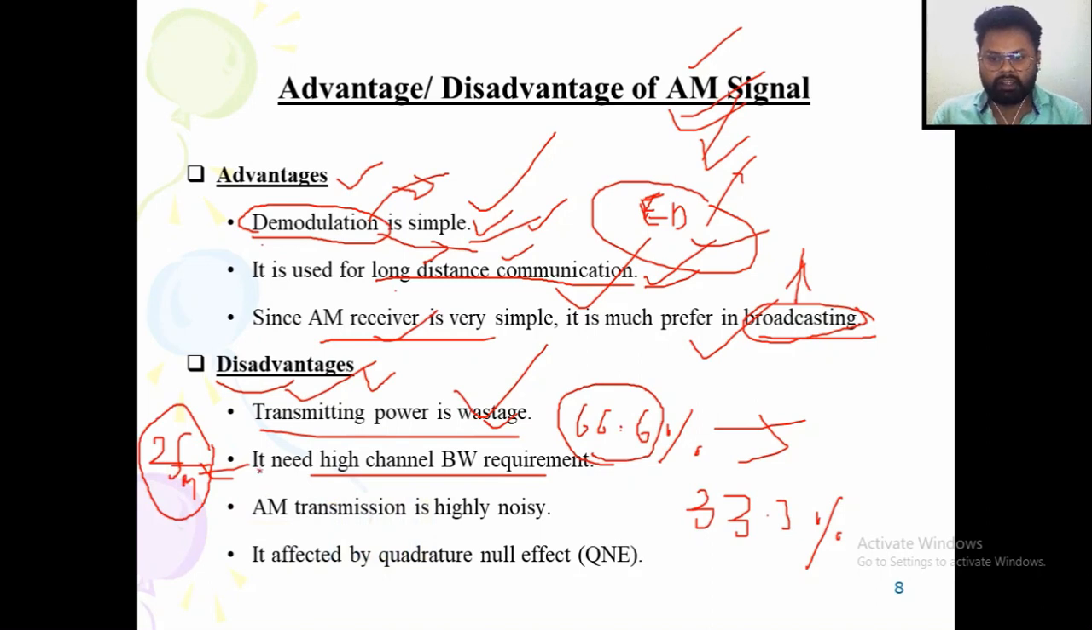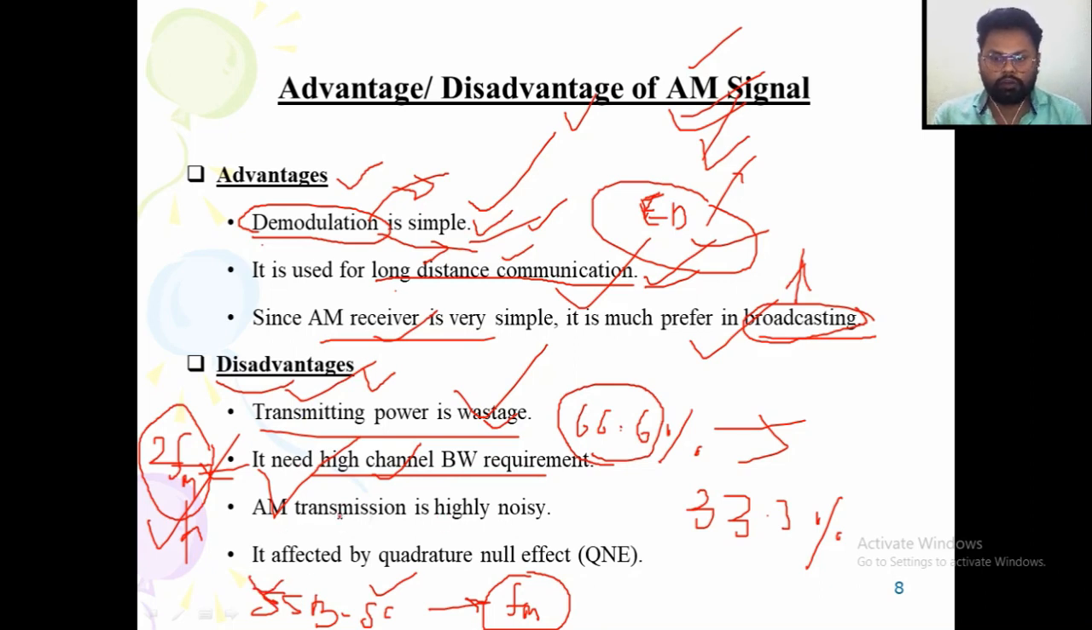So the AM signal requires a high channel bandwidth because it occupies 2 FM. There are many modulation techniques, such as SSB-SC, single sideband suppressed carrier, which contains only FM bandwidth. So this drawback of the AM signal can be overcome by SSB-SC signals, right?